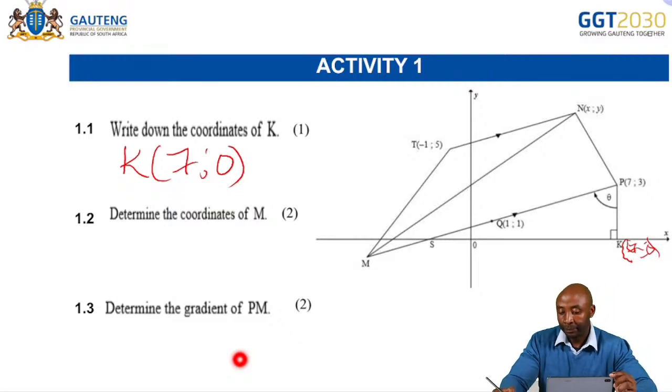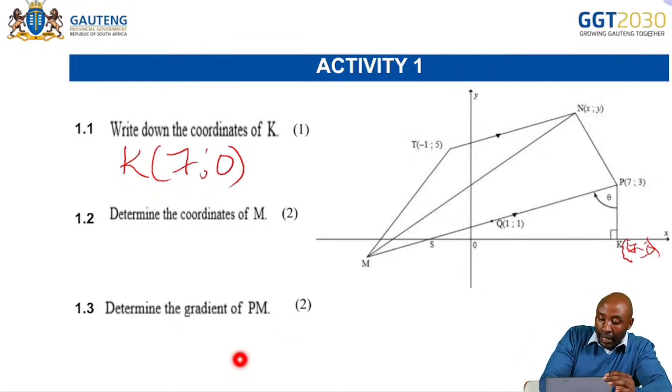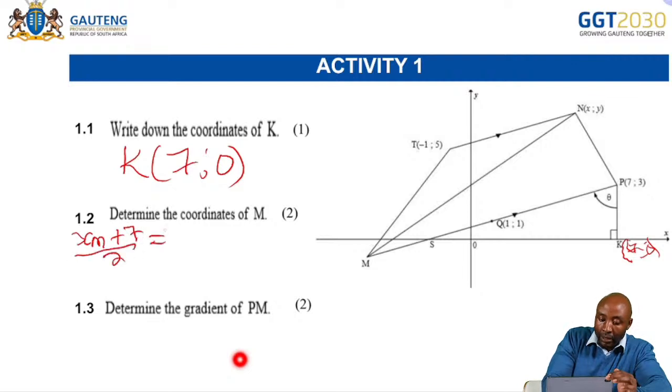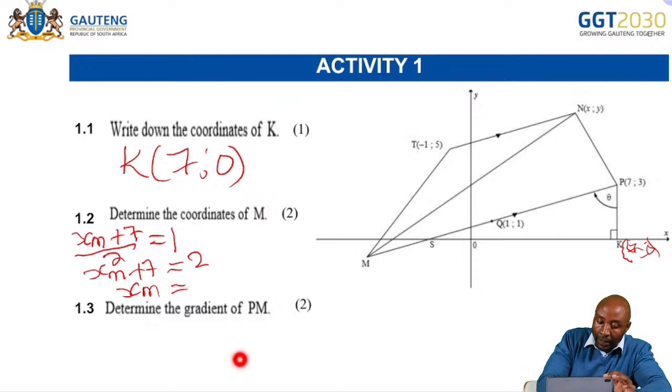The coordinates of M. The statement said Q is the midpoint. Therefore, we should be using the midpoint formula to help us get the coordinates of M. So I will say x at M plus, what is my x at P? It's 7, over 2. I will equate this to the x value at Q, which is my midpoint, as 1. And I will quickly do the manipulation. X at M plus 7 is equal to 2. And that will give my x at M as 2 minus 7. That will give me negative 5.